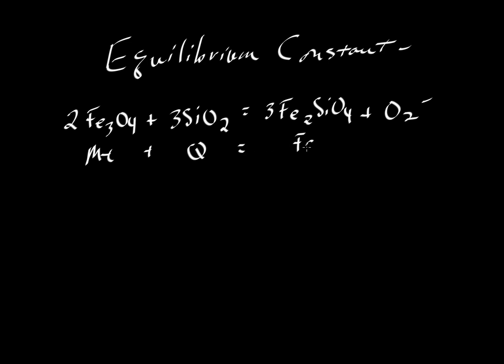And it'll react to make 3 units of fayalite plus 1 unit of oxygen gas, which we'll just write as O2. This is otherwise known as the so-called oxygen buffer, QFM for quartz fayalite magnetite, or FMQ. You can reverse the letters, it's still the same reaction. Fayalite magnetite quartz. Doesn't matter how you write it, it's the same thing. So if you see these letters QFM or FMQ, it's referring to this kind of reaction.